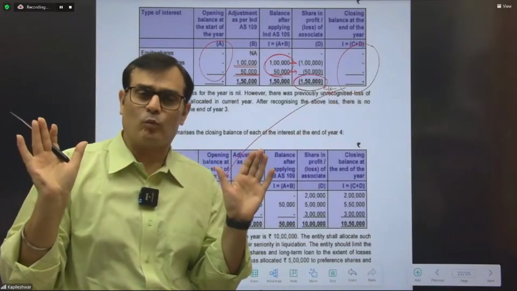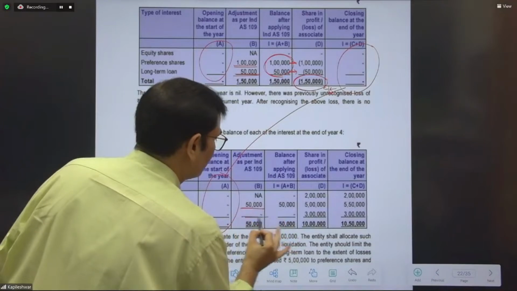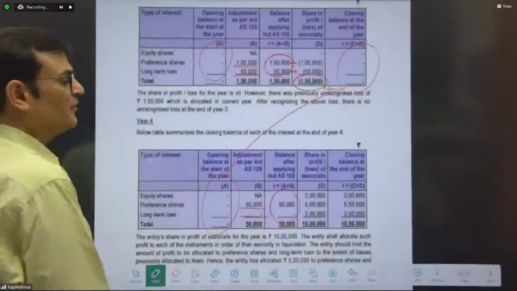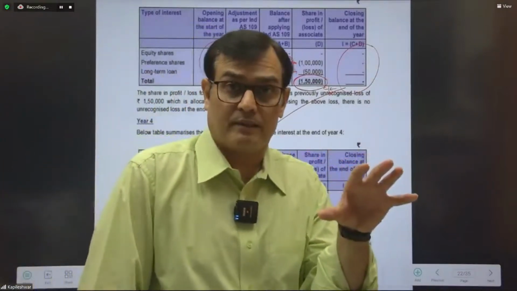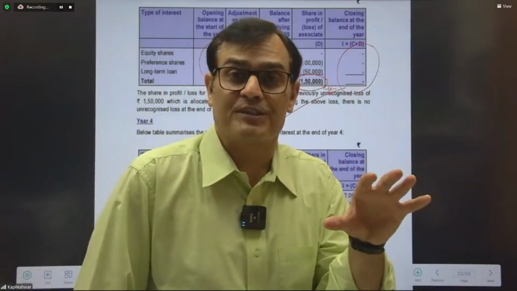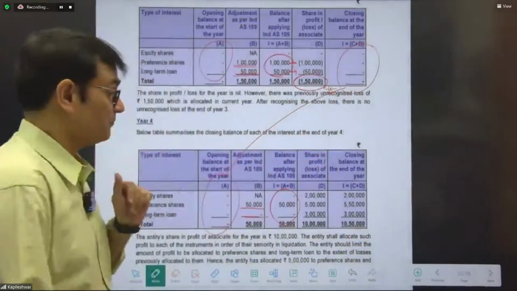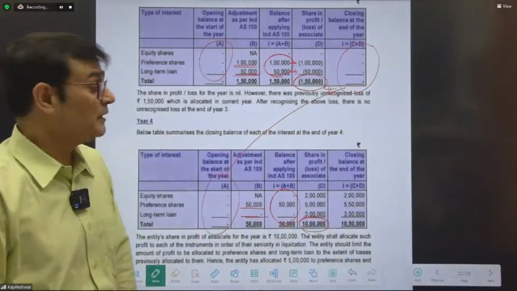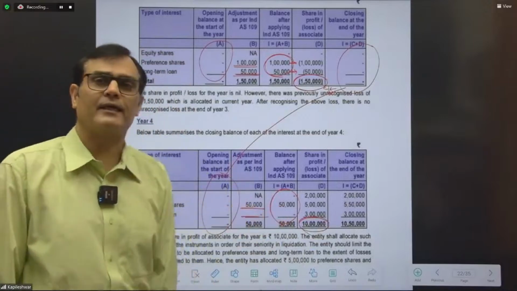Again, step 1, Ind AS 109, fair value increase and no impairment or reversals. So this is the investment value as per 109. In the fourth year, there are no losses. There are no carried forward losses. There is only profits earned. Now crucial: in the fourth year, the investor's share in the associate company's profit is 10 lakh rupees.